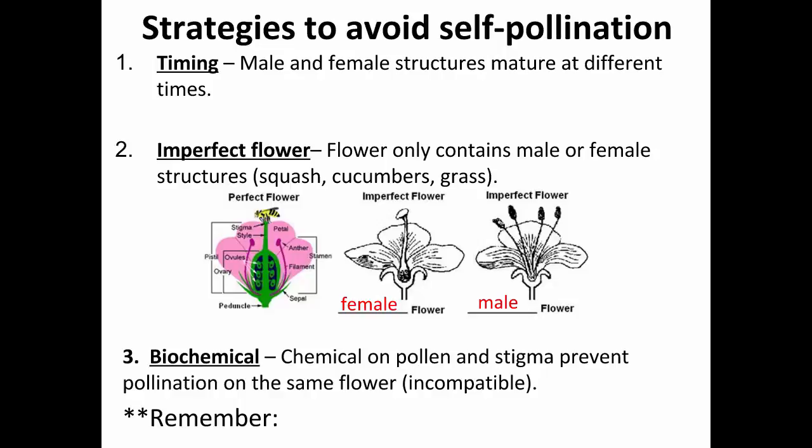The other means is through some biochemical means, where there are special properties of the pollen produced in a single flower which make it incompatible with the stigma of the same flower or the same plant, and therefore it won't pollinate even if it does land on that stigma. So the key is that most plants have means of encouraging cross-pollination because it's better for the species. It adds variation.